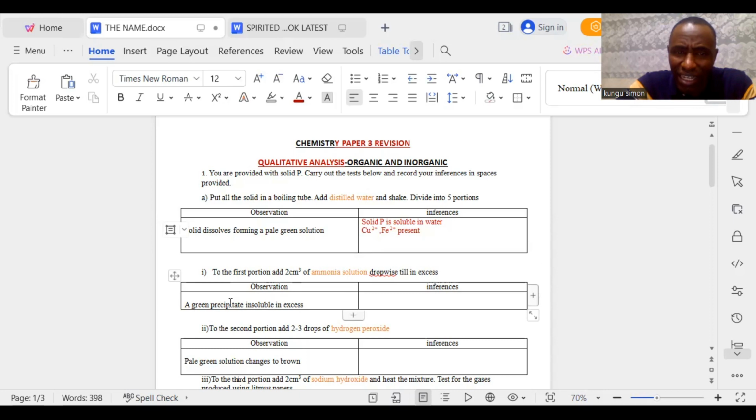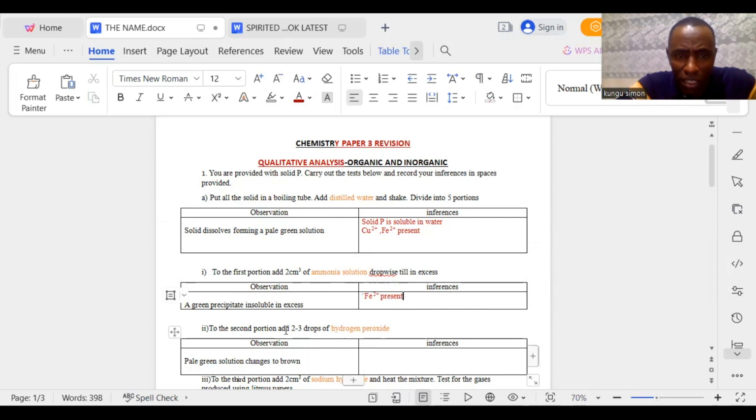So what are we going to look at? Look at this note. This one is a green precipitate. If we had copper ions, then we would actually get a blue precipitate, which would dissolve and form a deep blue solution. Therefore, this one here confirms the presence of iron 2 ions. Please take note of that. So in this particular case, the ammonia was used to differentiate between copper ions and iron 2 ions, and we get to iron 2 ions.